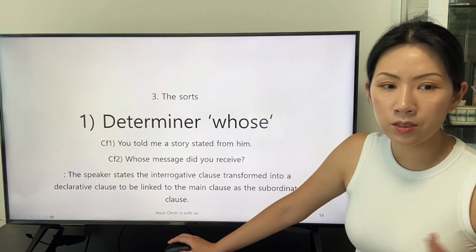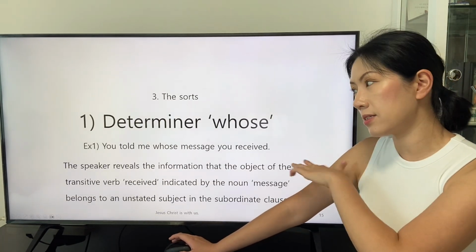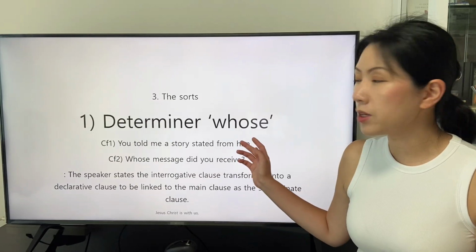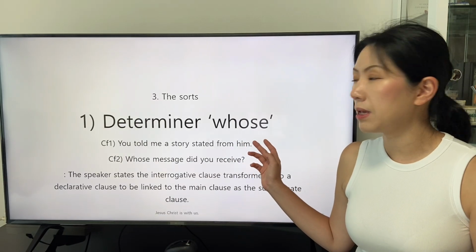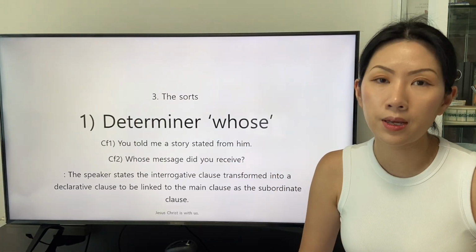So we can analyze this sentence with the two clauses. The first one is this. The first one might become the main clause: You told me a story started from him.